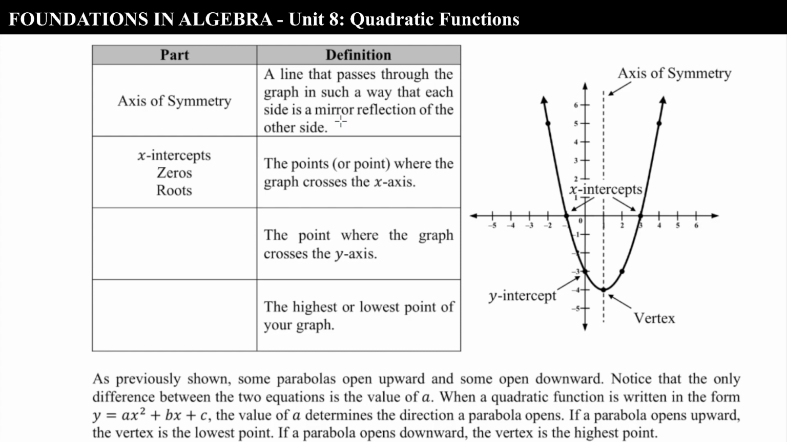Now, the point where the graph crosses the y-axis, well, here it is at this point. This is our y-intercept. And then our highest or lowest point on our graph, depending on how our graph is oriented, that's going to be our vertex.